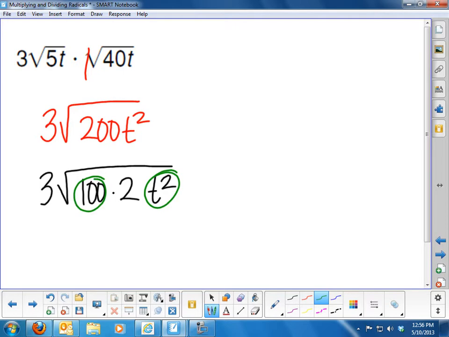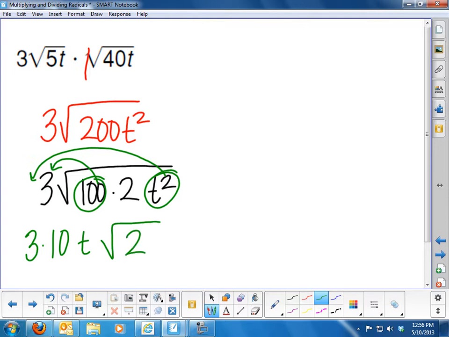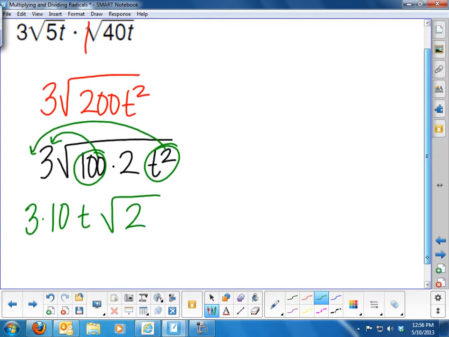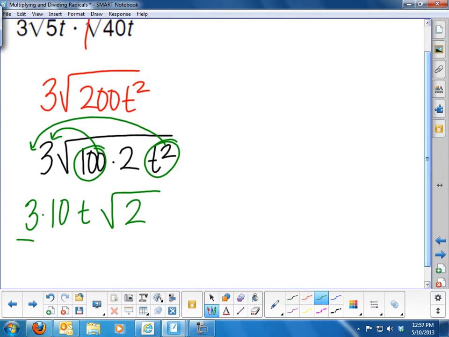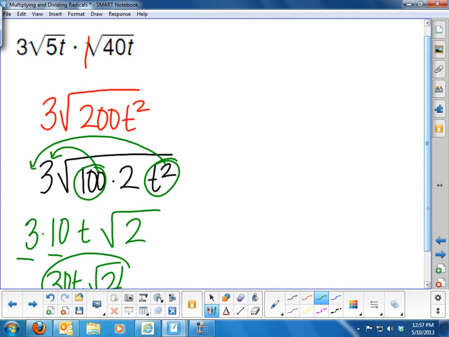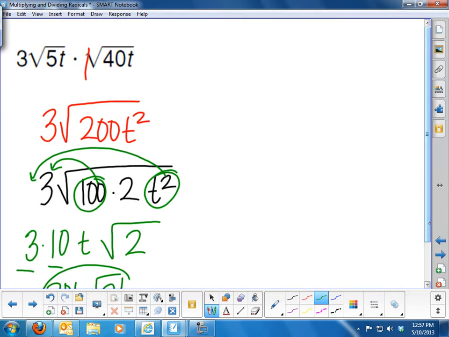I can take the square root. The square root of 100 is 10. So a 10 is going to move out front with the 3. The square root of t squared is t, so it moves out front. And what do I have left on the inside? Just a 2. Clean that up a little bit. 3 times 10 is 30t. And then I have the square root of 2. How does that make sense? Pretty good? Okay. That's the only example on that page.